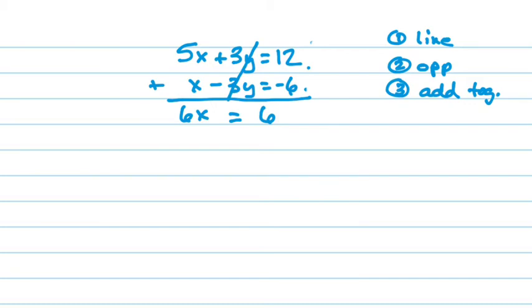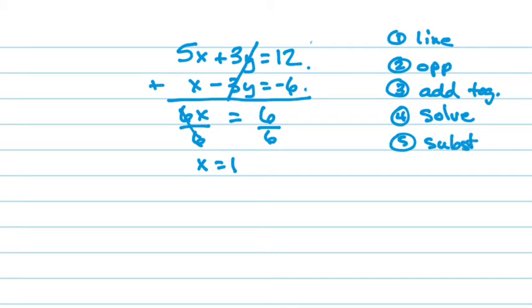Now my x is on one side by itself, so the only thing left to do is simply divide both sides by the 6, which gives me x is equal to 1. Okay? So, solve. Now, I'm going to substitute. I need to substitute back into one of the original equations. And now, since I know what x is, I can plug it in.